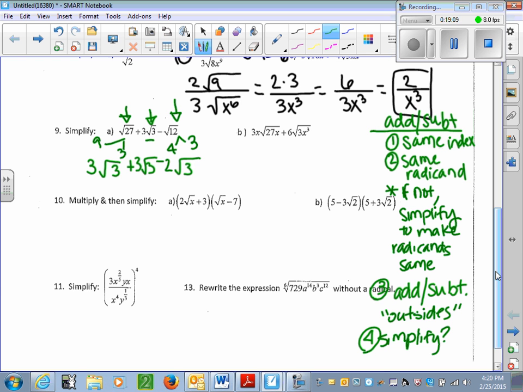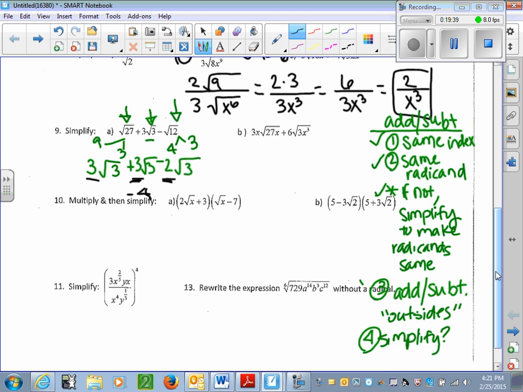All right, so now all my indexes match, all of my radicands match. So I'm going to go down here. I took care of this step, I took care of this step, I took care of that little asterisk right there. And I'm going to come down here to number 3, add, subtract my outsides. Remember when we say outsides, what I'm really talking about are these numbers outside my radicals. So I have 3 plus a 3. So 3 plus 3 gives me 6. And then minus 2 gives me a negative 4.